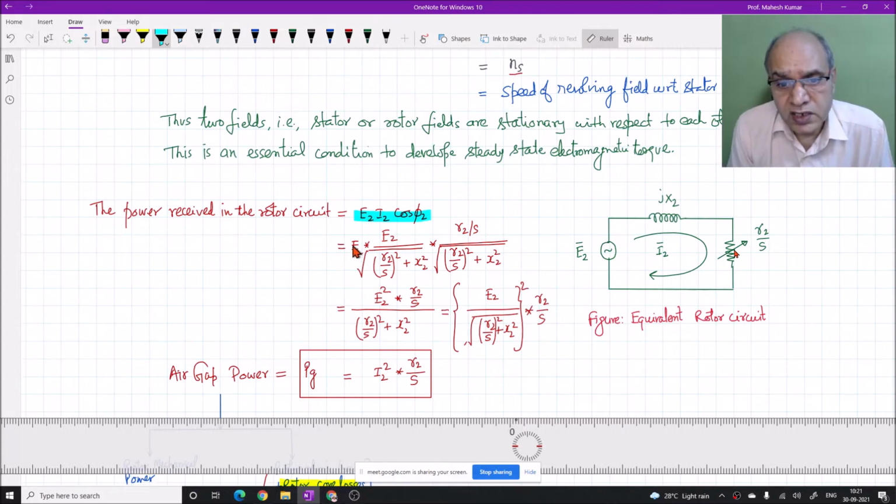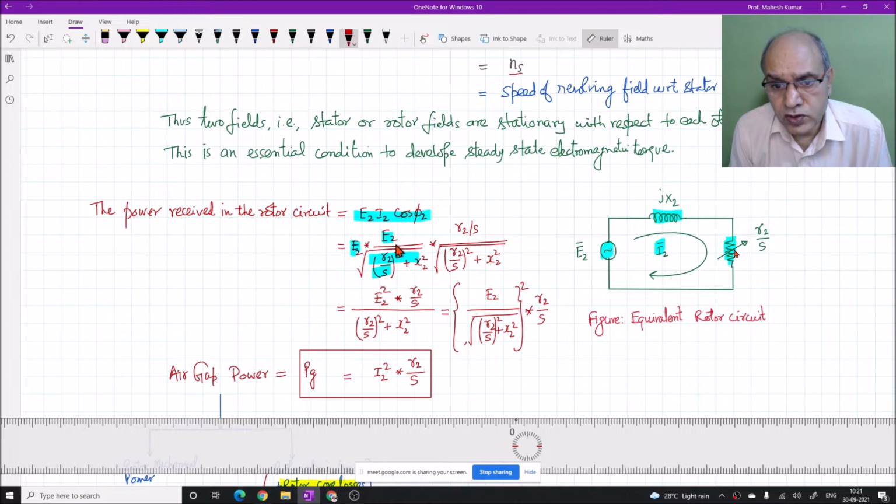So E2 is already known, and I2 is E2 by impedance. You can see the circuit: this is jX2, this is R2 by S, and this is the voltage E2, this is the current I2. The current I2 will be E2 by impedance. I am talking about the RMS magnitude. In the power, we take only the RMS magnitude.